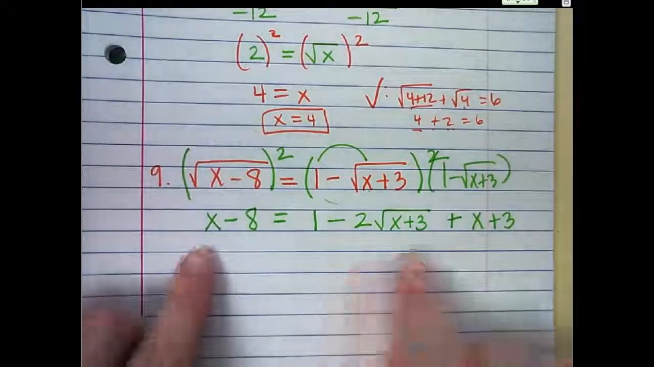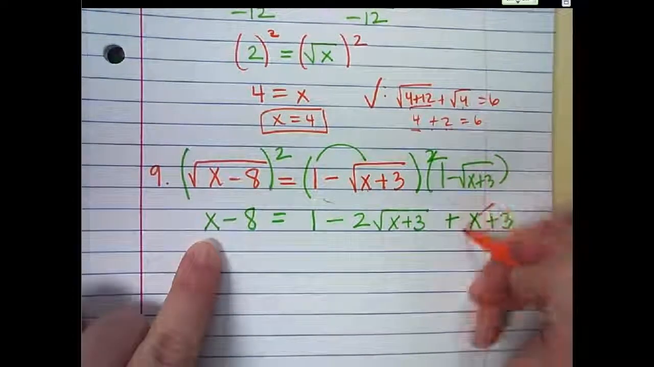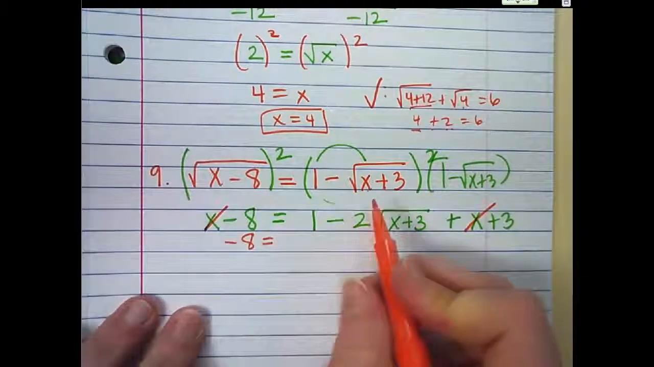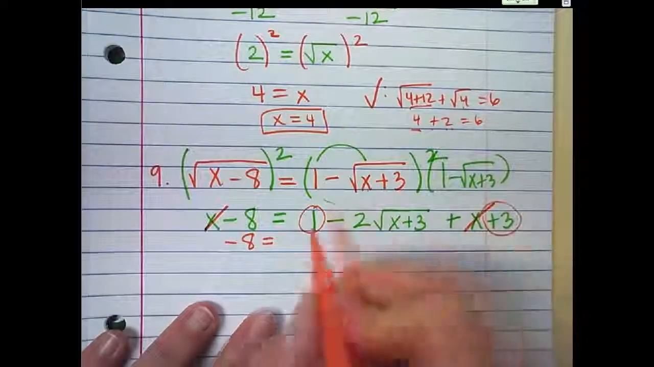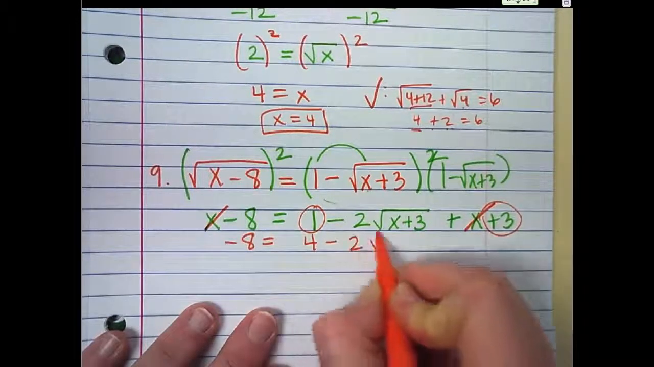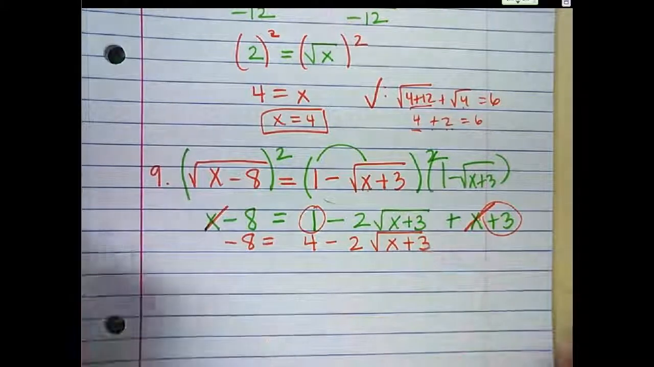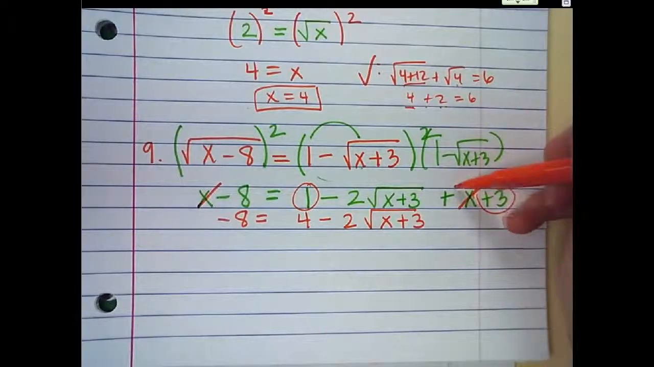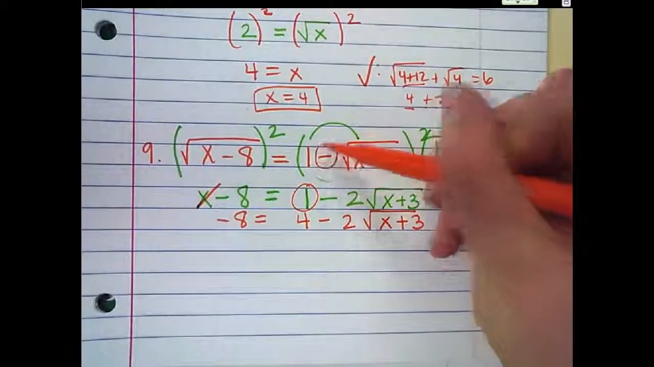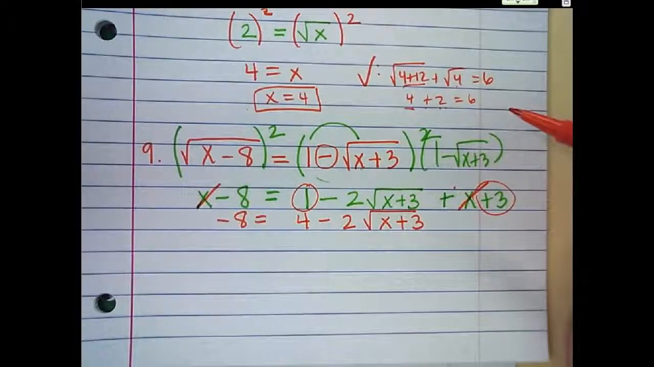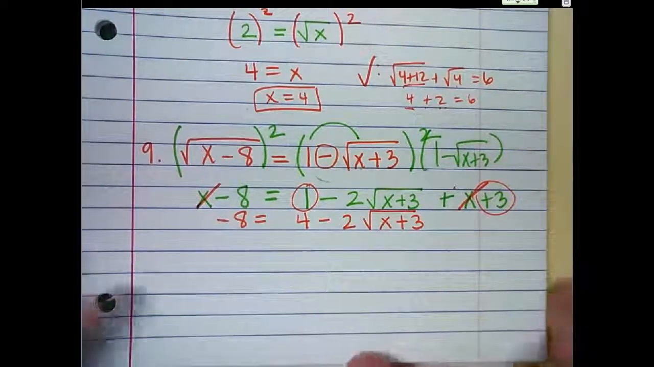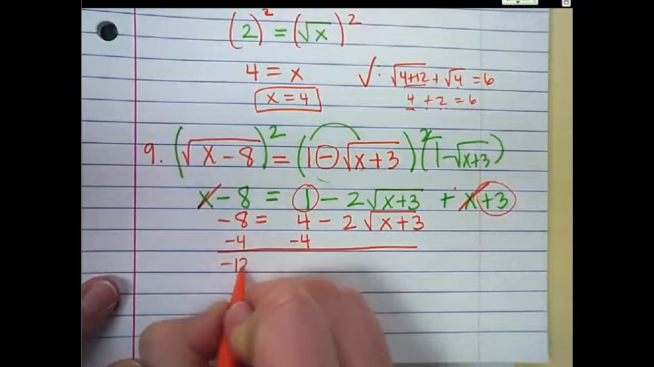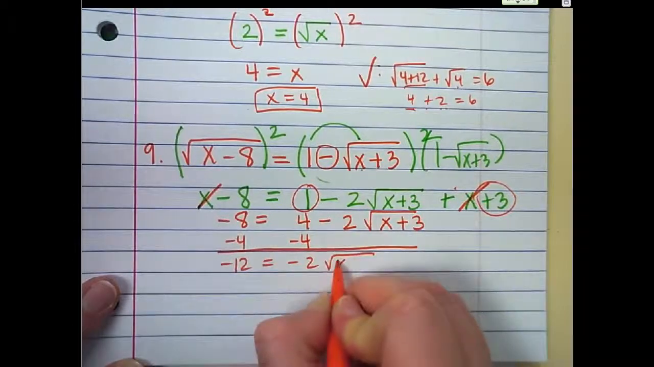Okay, so let's see what we've got here. I have an x on each side. I'm going to go ahead and cross that out and make my life easier. So now I have negative 8 equals. I'm going to combine this 1 and 3. So 4 minus 2 square root x plus 3. Why isn't it... Like right here. Because I'm squaring a negative, so a negative times a negative is positive. So subtract 4 over. Negative 12 equals negative 2 square root x plus 3.